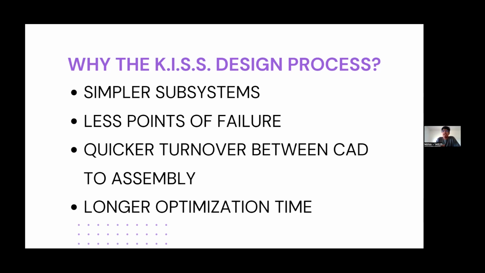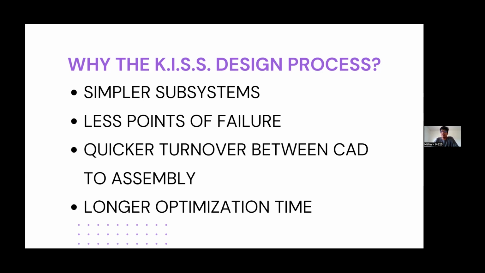And additionally, adding on to fewer points of failure, having simpler subsystems doesn't always mean having an arm that goes back and forth. It can also just mean a simpler motion, like a single degree of freedom, which allows you to have fewer points of failure. So if you get hit in a match or something happens, your robot is more robust, and there's less likelihood for the robot to actually break. So that's why it's really important to have fewer points of failure by using the KISS design process.